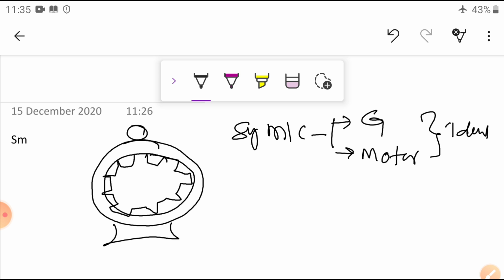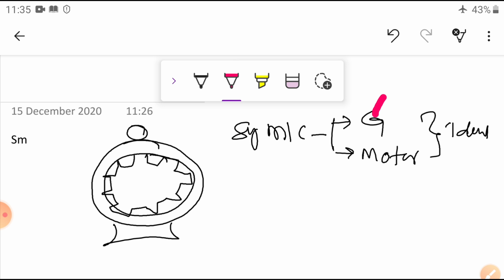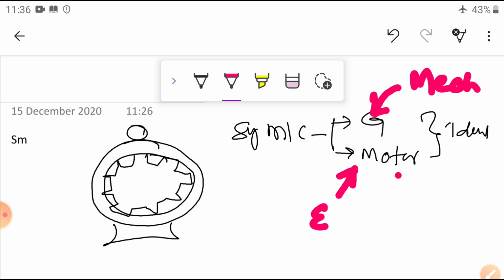That means it is based on the input, whether you are going to give the supply. For generators, mechanical is the input and electrical is the output. Whereas in motors, electrical is the input and mechanical is the output. Now, based on this, we are going to study the synchronous machine.